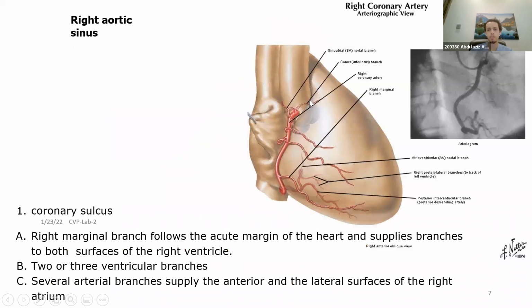So now we're going to talk about the right coronary artery. The right coronary artery initially gives off what we call SA nodal branches. We're going to see this actually happens in 60% of people. The right coronary artery will give branches to the SA node, as well as the AV node. And the first major branch that it gives off is what we call the right marginal artery, and will go all the way until the apex, and will supply the majority of the right ventricle.